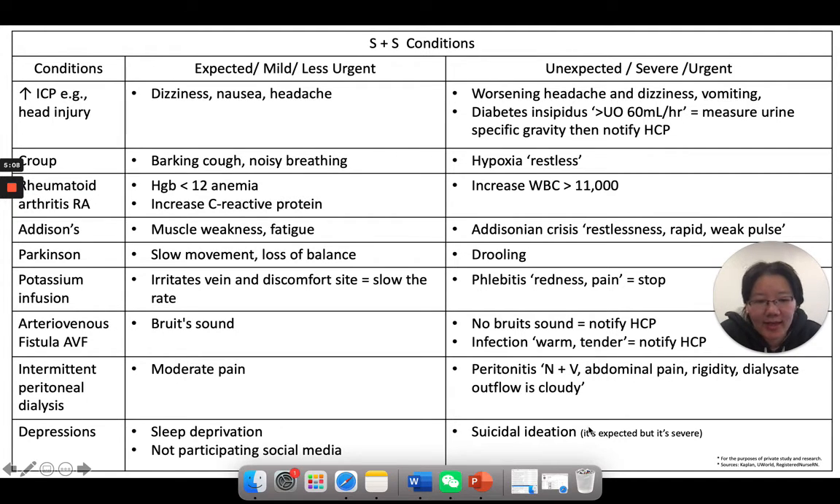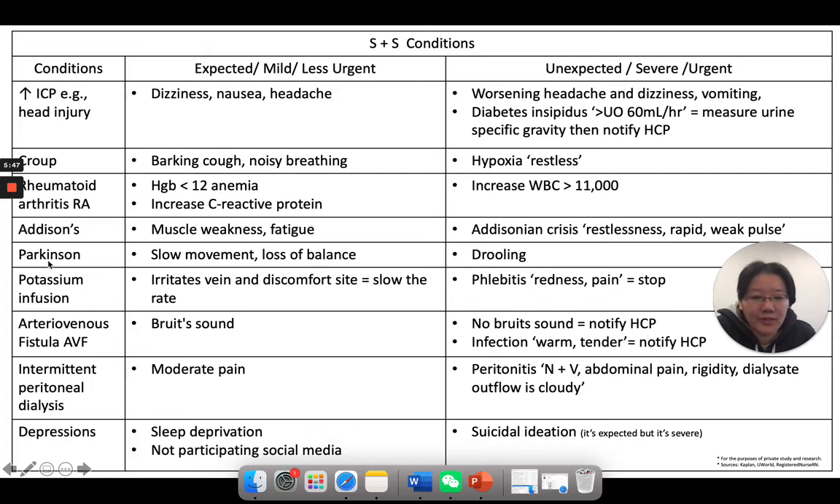Like let's say a patient presents with depression, and here are his following signs and symptoms. What would you do first? He has sleep deprivation, no participation in social media, and has suicidal ideation. With this one, it's expected, but it's severe. So I put it on the right side here. That way, when the question comes, of course, we're going to pick suicidal ideation because it's in here.